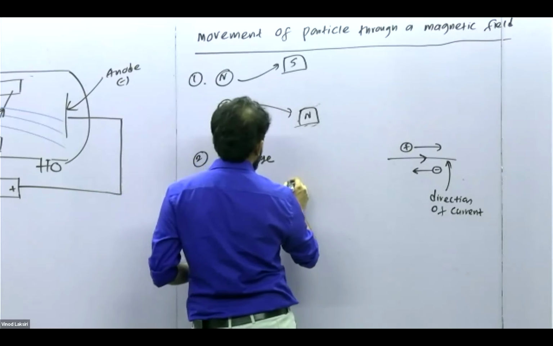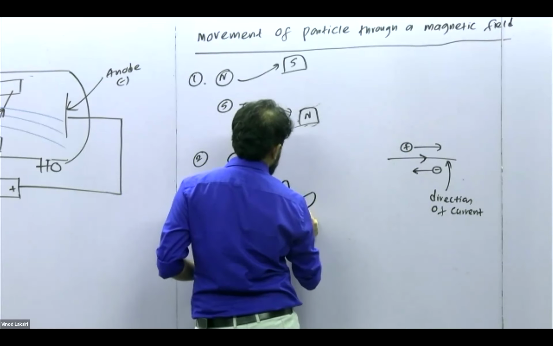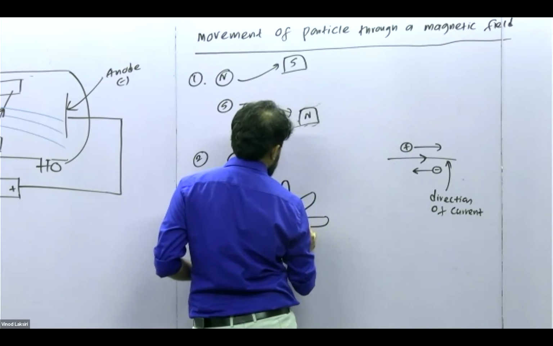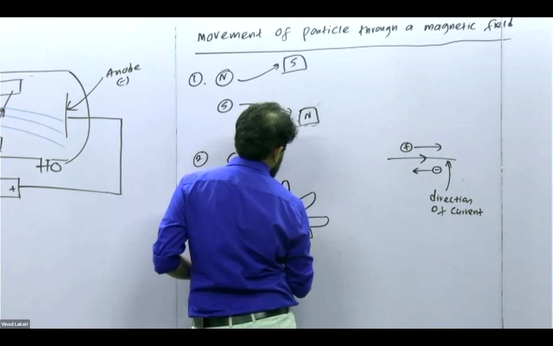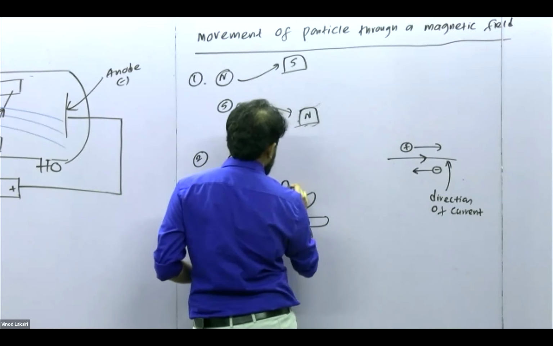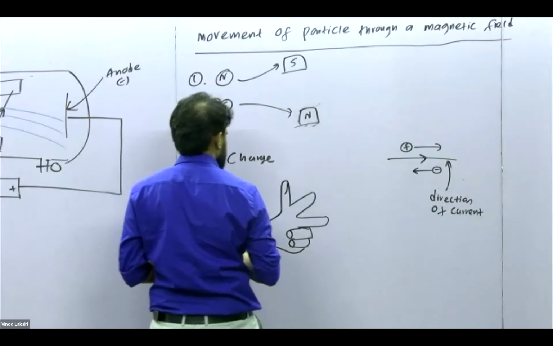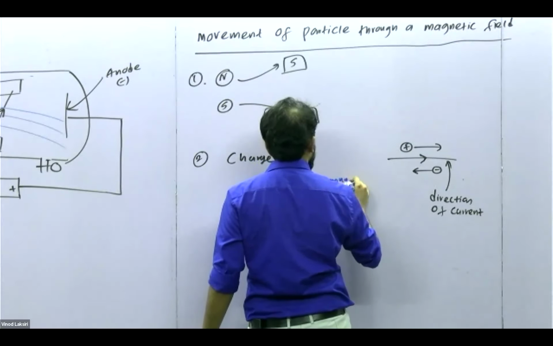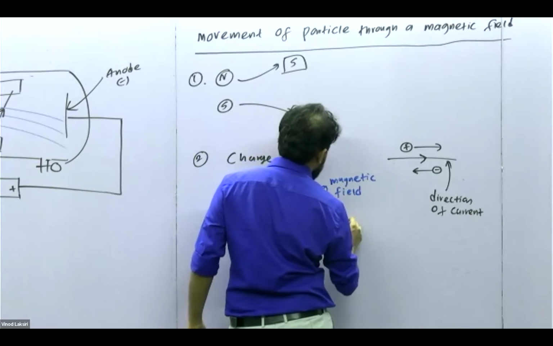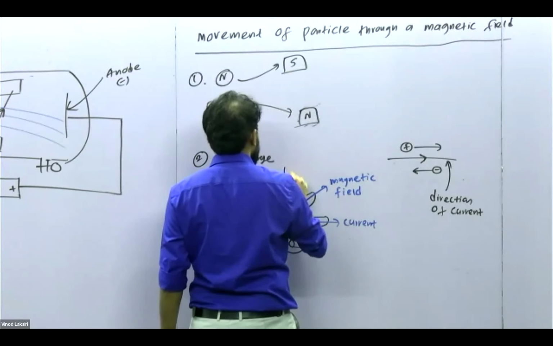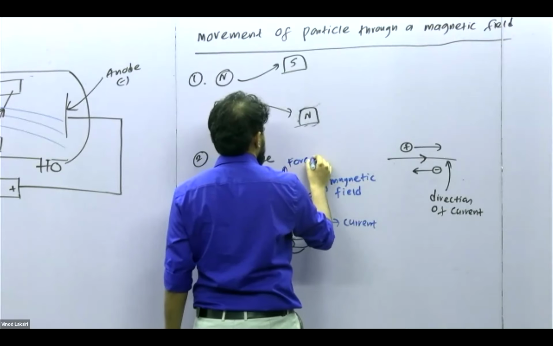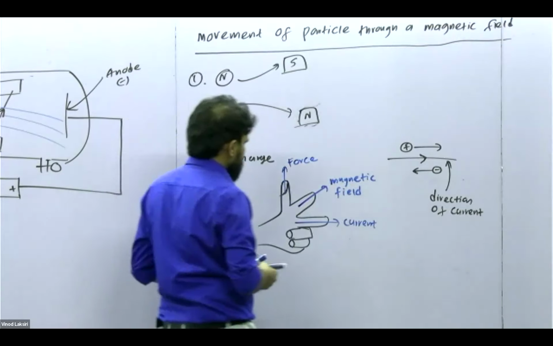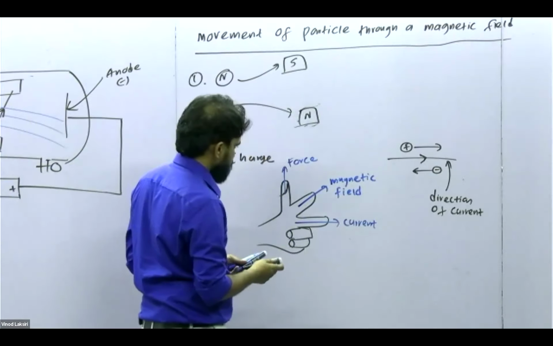So now Fleming's left-hand rule. This is the left hand, right? So here this represents the direction of magnetic field, this represents the direction of current, and this represents the direction of force, right? So what is the direction of magnetic field? The direction of magnetic field is always from N to S, right?